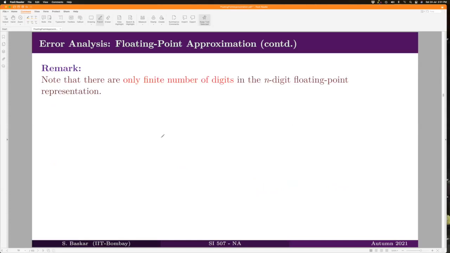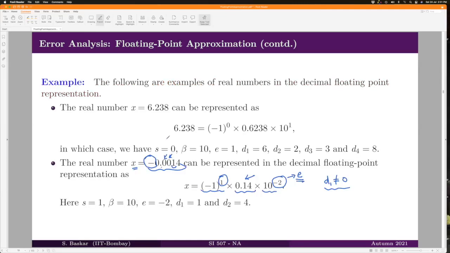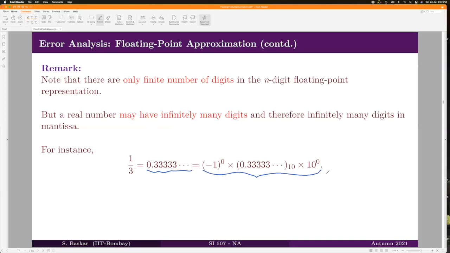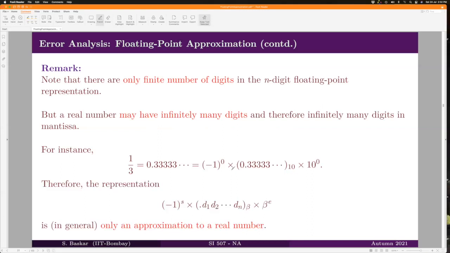Note that in the above examples, there are only finitely many digits in the mantissa. That is because the original number itself had finitely many digits. So these are n-digit representations. This is a 4-digit representation, this is a 2-digit representation, and so on. But as we have seen, for instance 1 by 3, there are many real numbers which have infinitely many digits in the mantissa. In the floating point representation, it is given like this, and it has infinitely many digits in the mantissa.